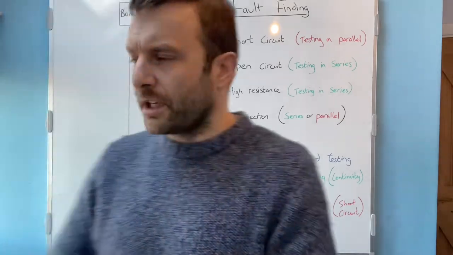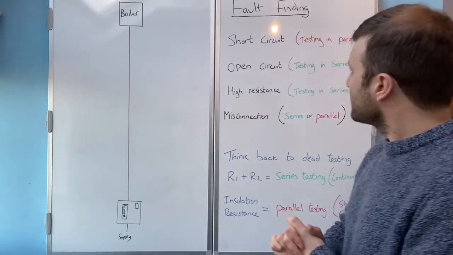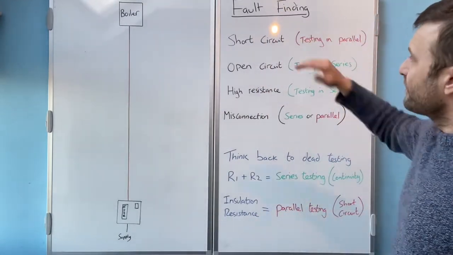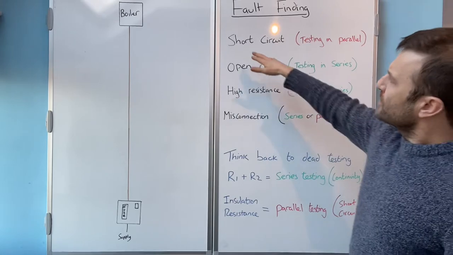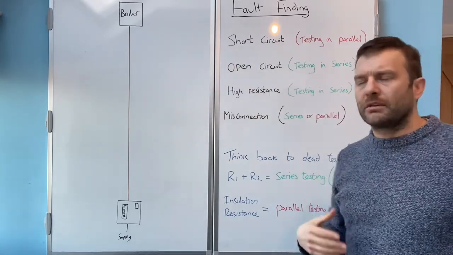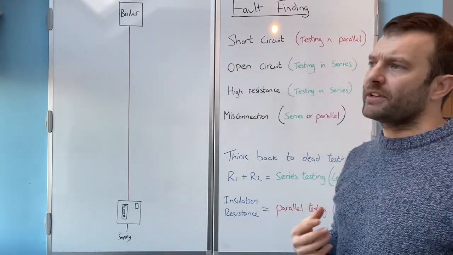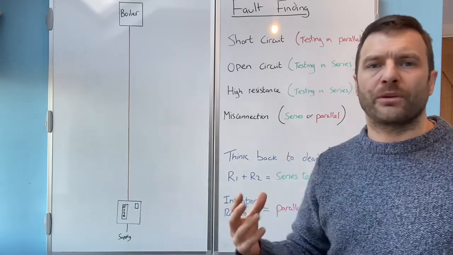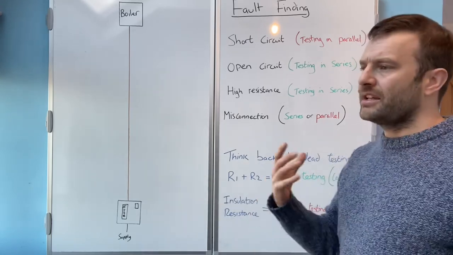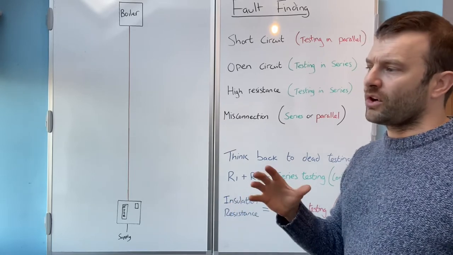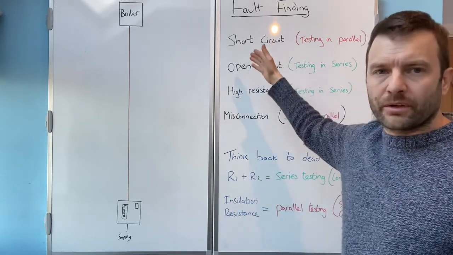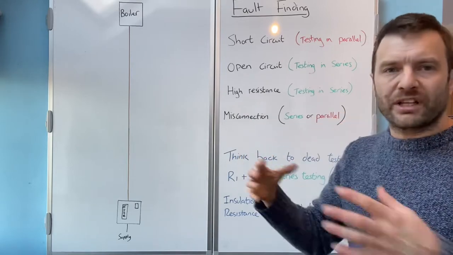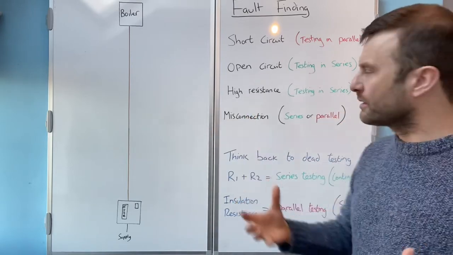Right, what I've got written up on the board here. So again, we're talking about fault finding. If we were talking about a short circuit, let's think of a theoretical situation. An MCB or an RCBO is tripping out, okay? In that instance, we've probably got a short circuit going on, okay? We've got connection where there shouldn't be connection or something's overloaded.